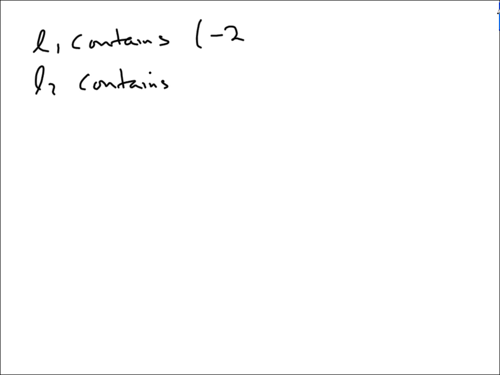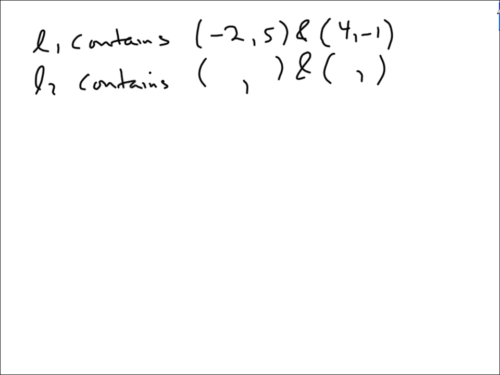Line 1 contains -2, 5, and 4, -1. And line 2 will contain 3, 8, 2, 1. So, what is the slope of line 1?